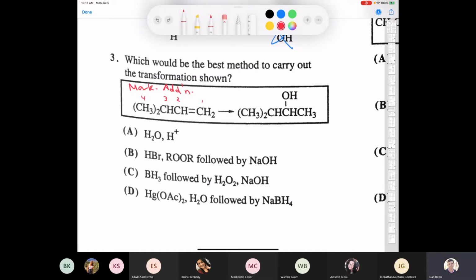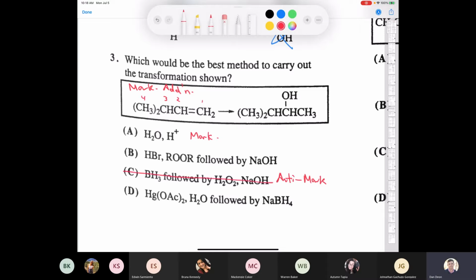Just doing a straight ahead Markovnikov addition. Okay, we got some answers here. Most people are answering A. Well, A is a Markovnikov addition. Okay, so this is Markovnikov addition conditions. C is anti-Markovnikov, so that's impossible. So we can scratch this one out.